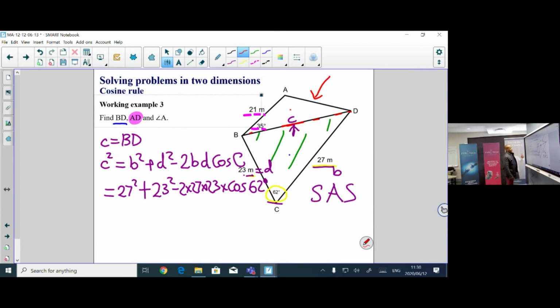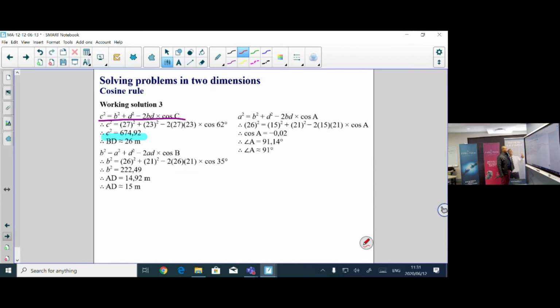So as I mentioned yesterday, while you are solving problems, especially with any diagram, you must always populate your diagram as you go. So whatever information you get, you must come back and put it on the diagram. That information will help you to get to the next step. So in this case, what do we get for our first question? We got that BD is 26 meters.